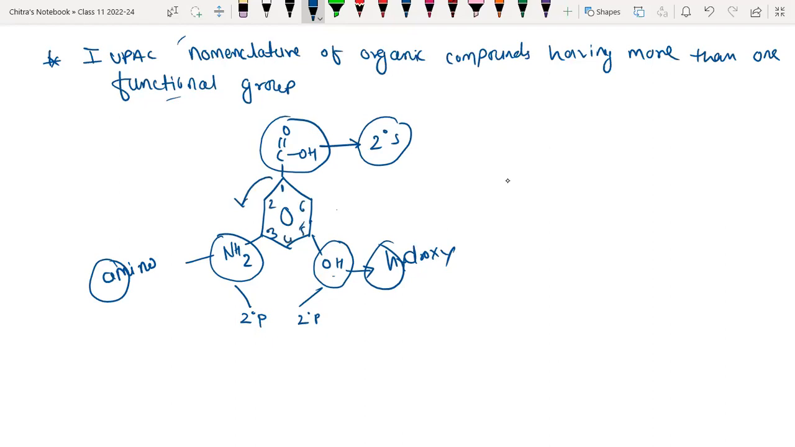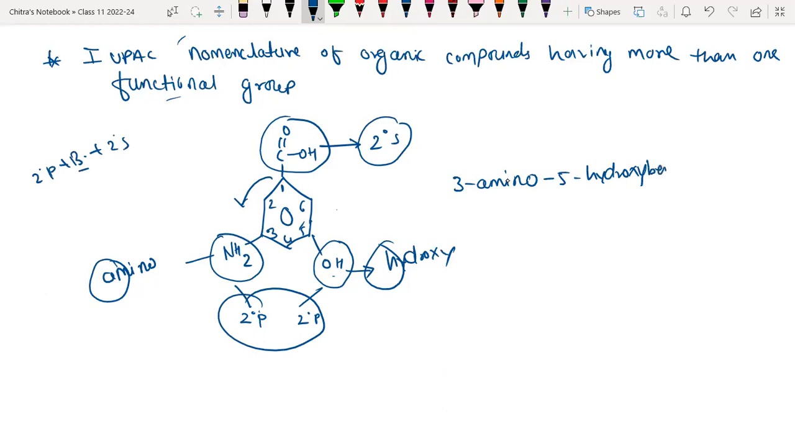We have to write these functional groups as substituents only. The amine is on the third carbon, so it is 3-amino. Then 5-hydroxy. Then we have the secondary prefix plus benzene plus the secondary suffix. So we use benzene here. Then for the secondary suffix we have carboxylic acid, so instead of the E we have to use oic acid.